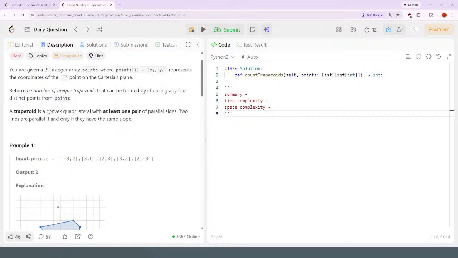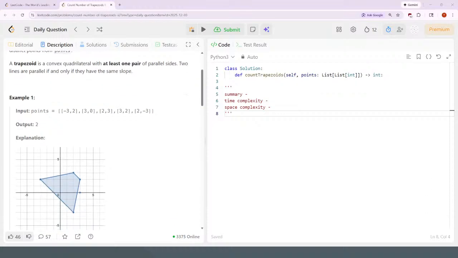So what's the difference between yesterday and today? Yesterday was the trapezoid formed by horizontal parallel lines. Here, it can even be horizontal or vertical parallel lines or diagonal parallel lines. So we have to think about slopes.